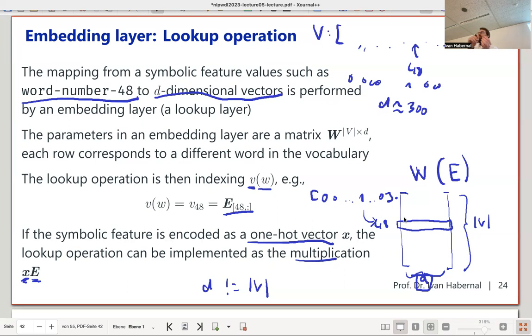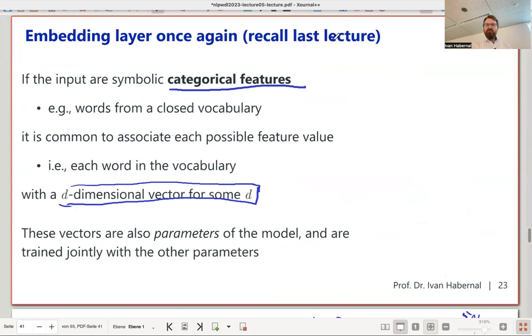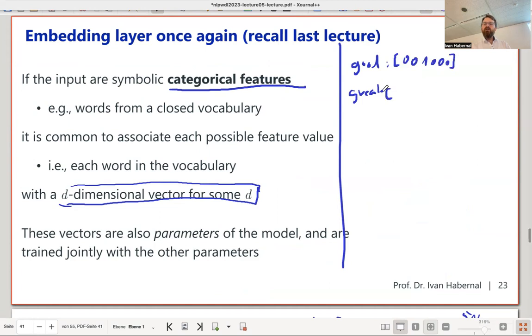So you can imagine even projecting into a two-dimensional space. Let me just write it here. You have good and great in your vocabulary. Good will be 0, 0, 1, 0, 0, 0, and great will be 0, 0, 0, 0, 0, 1, right? There's no similarity whatsoever, nothing about meaning at all. These are just two distinct things.